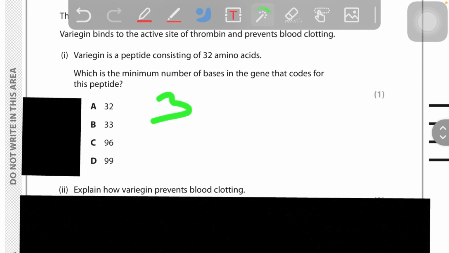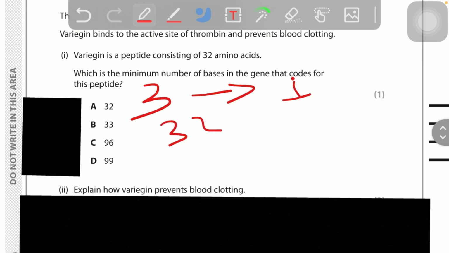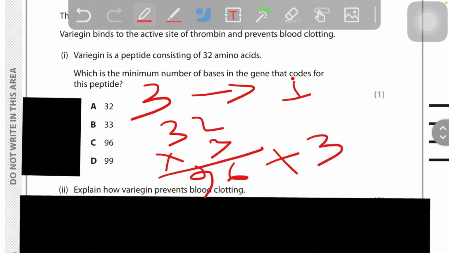bases are required for one amino acid, right? So 32 times 3: 3 times 2 is 6, 3 times 3 is 9, so 96, plus 3 for the stop codon. So total 99. I hope I made it clear.